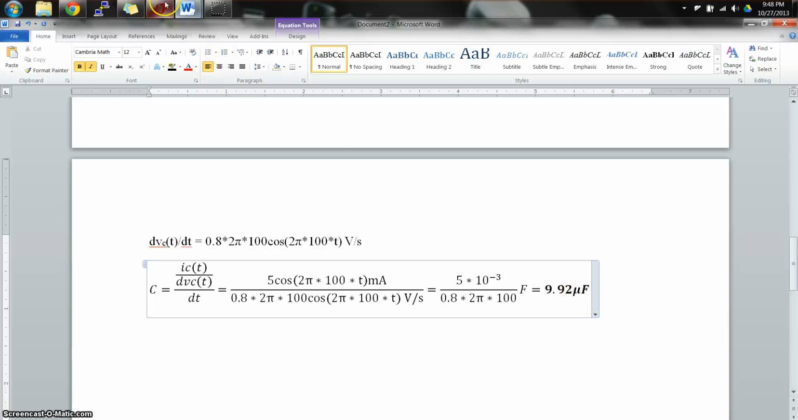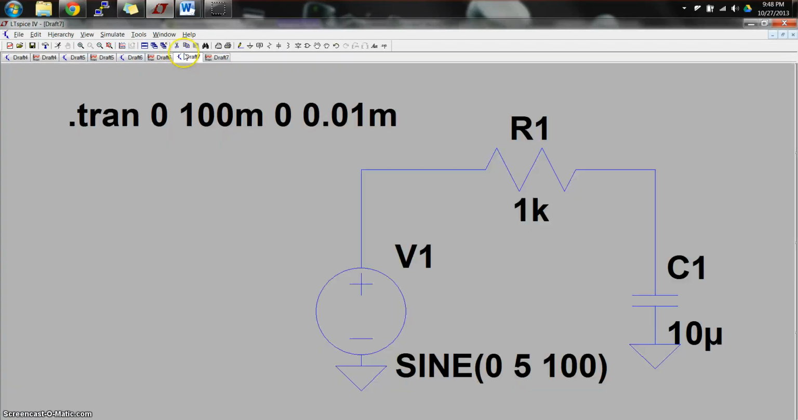So I'm hoping I have roughly around a 10 microfarad capacitor. If I come here, boom, 10 microfarads. So you can see that's just a mathematical way to prove the capacitance.